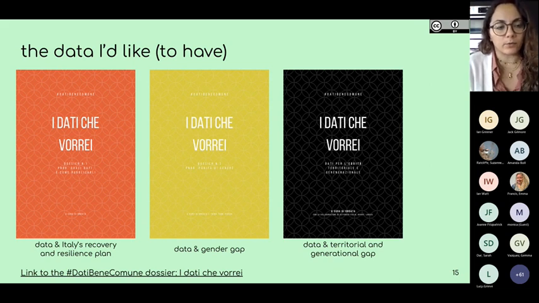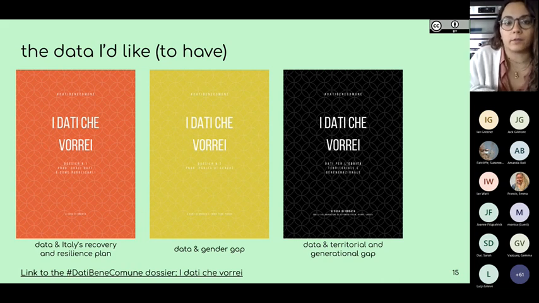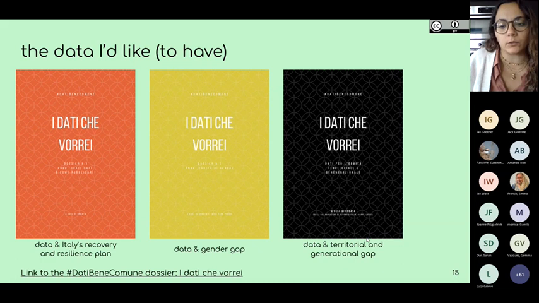This dossier, these reports that we published, are around Italy's recovery and resilience plan. So we asked to have access and to actually have control over the data that were funded to Italy in the framework of the Next Generation EU funds for the Europe Recovery Plan, but also data around the gender gap, which is one of the things that Italy mostly suffers from these days, and other 2 dimensions, territorial and generational, which are also very, very important.